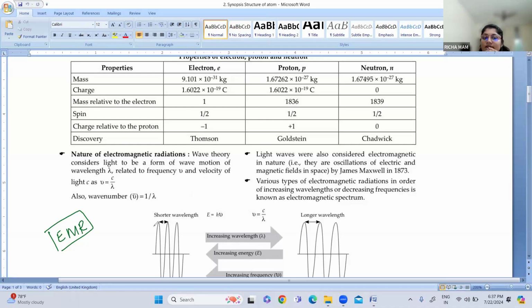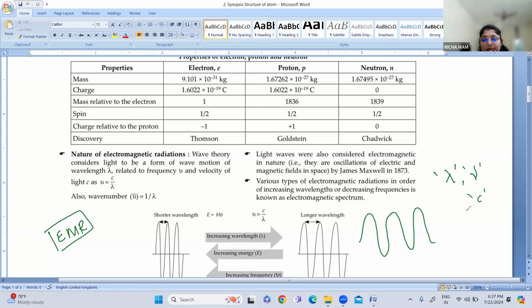Light is considered to travel in the form of a wave. So we consider that light is a form of wave. It is represented by wavelength lambda, the frequency is given as mu, and the velocity of light is given as c.